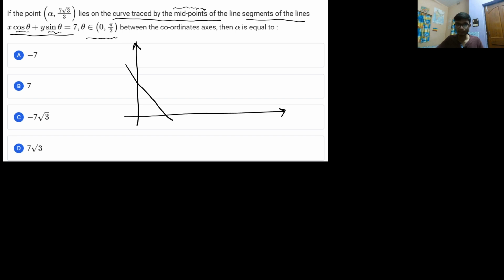So the lines may vary. There will be a lot of variable lines. The lines will be like these, like these, like these. So there will be a lot of variable lines. So what can we find?